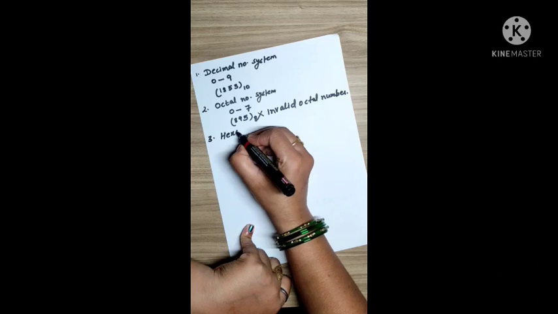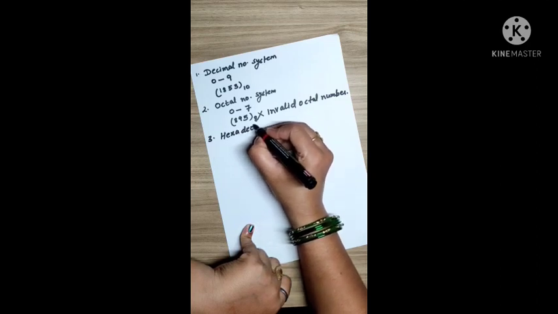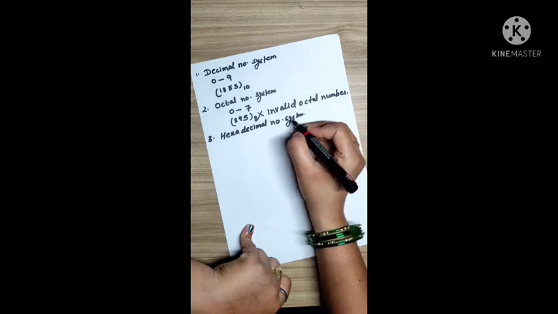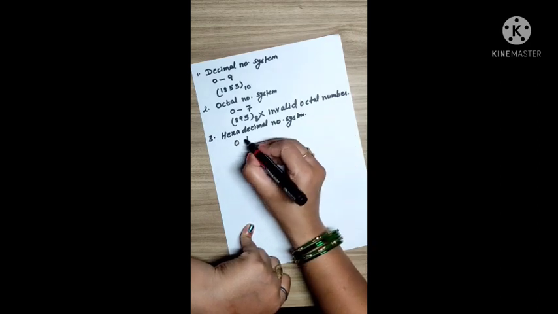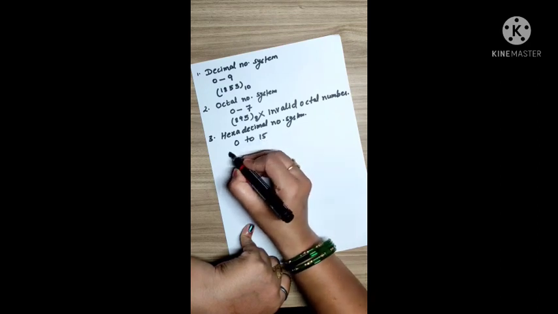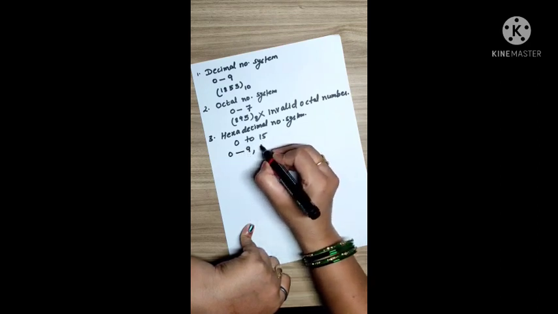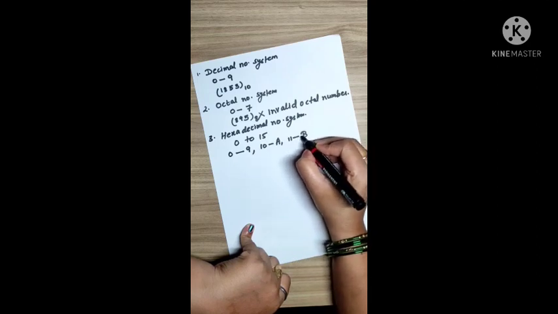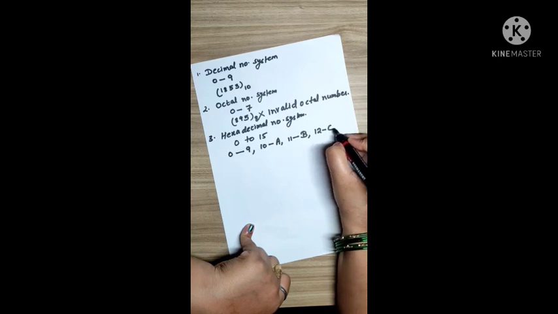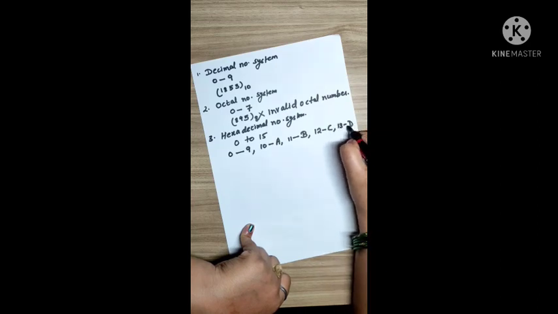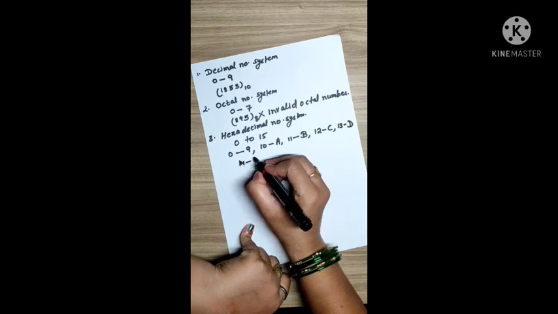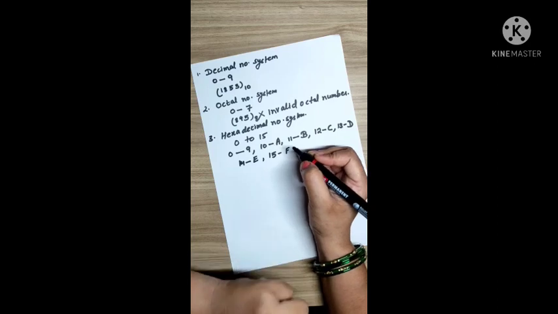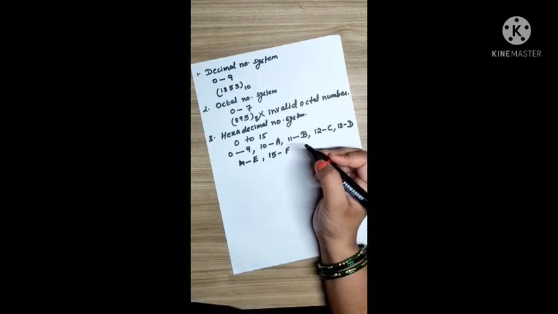Hexadecimal number system. Here the digits used are from 0 to 15. Okay, 0 to 9 will be written as they are, but 10 will be represented by capital A, 11 will be represented by capital B, 12 will be represented by capital C, 13 by D, 14 by E and 15 by F. Clear? So here the total number of digits used is 16.